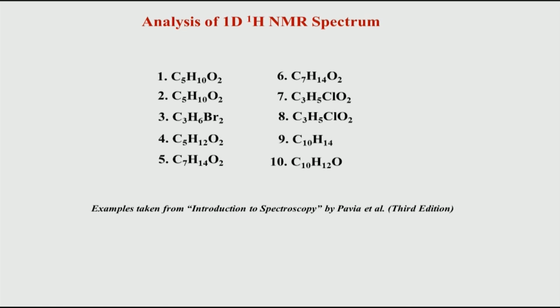These are the 10 compounds which we will go through one by one, because they will reveal different intricacies and different types of data. All of these examples have been taken from the book Introduction to Spectroscopy by Pavia, where the actual spectra are shown, but we are not going to see actual spectra here. We will only look at schematic drawings of the spectra. So let us start with the first compound.